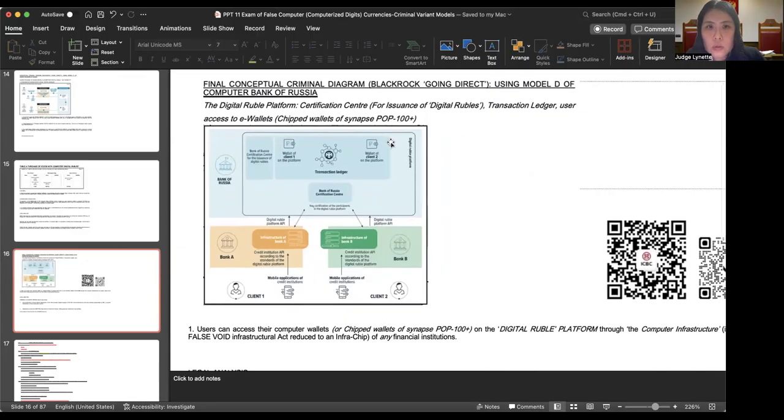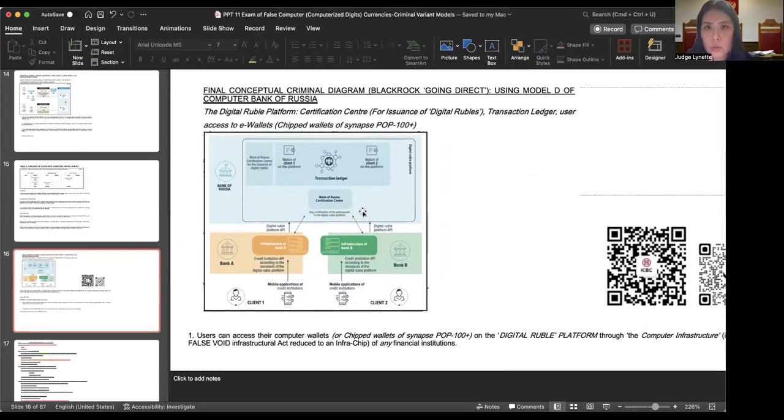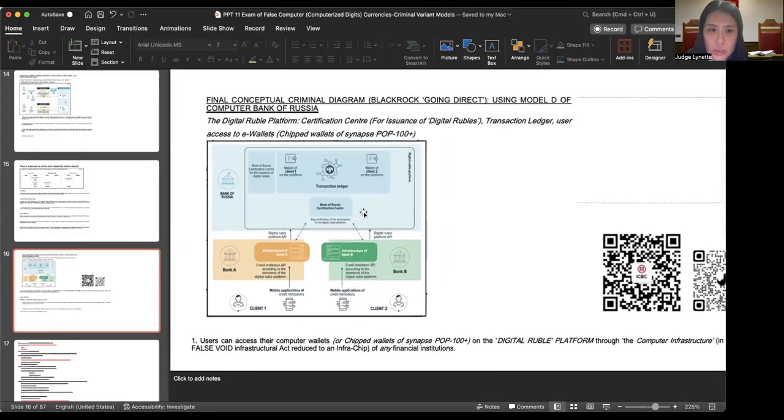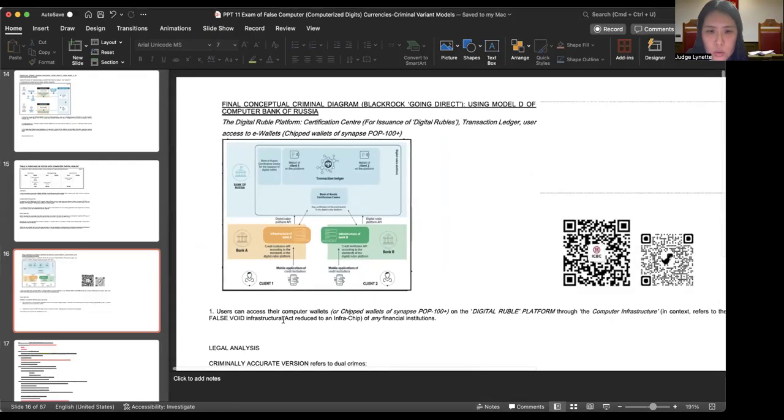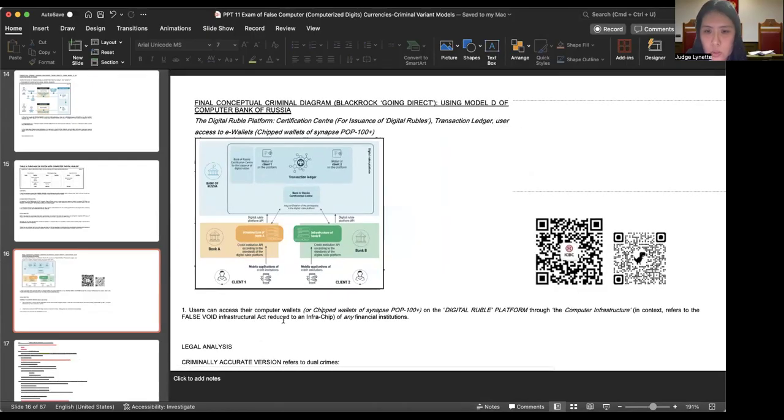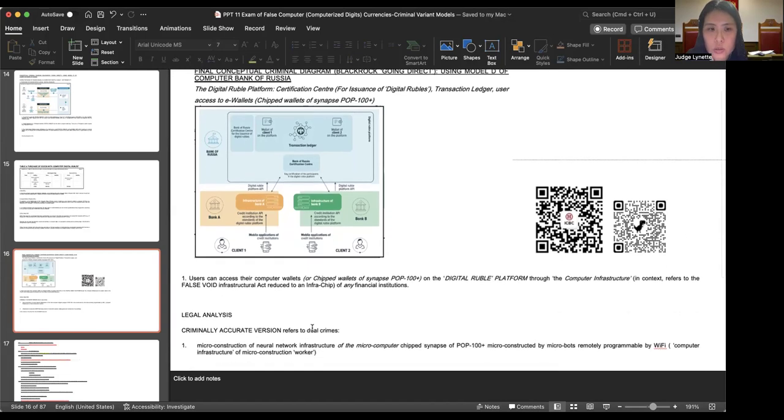So some of the criminal issues will be that if they have already synapsed the population 100 plus, it will be chip wallets that the perp was trying to accomplish. Users can access their computer wallets or chip wallets of Synapse Population 100 Plus on the digital ruble platform through the computer infrastructure, which could very well be the meaning of what Perk was referring to in the void Infrastructural Act signed. It refers to an infra chip for any financial institution.